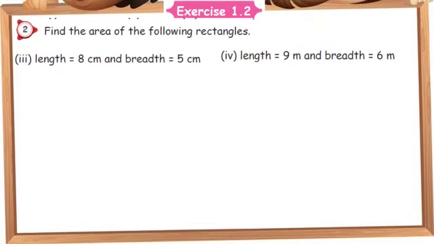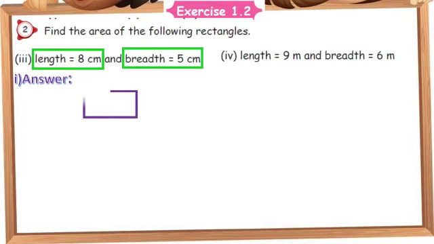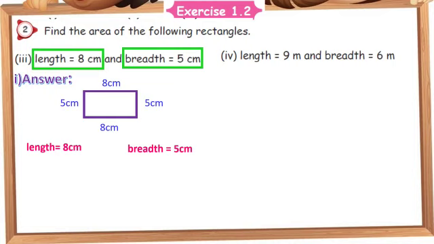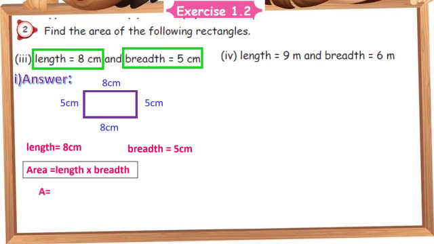Third sum. Here the length is equal to 8 centimeter and breadth is equal to 5 centimeter. As usual, draw one rough diagram of rectangle with length 8 centimeter, breadth 5 centimeter, just to opposite side. So what are all the given portion? That's also very important. Mark it this also. Fine. Then as usual write the formula, area equal to length into breadth. That's equal to 8 centimeter into 5 centimeter. 8 5s are 40. So 40 centimeter square.